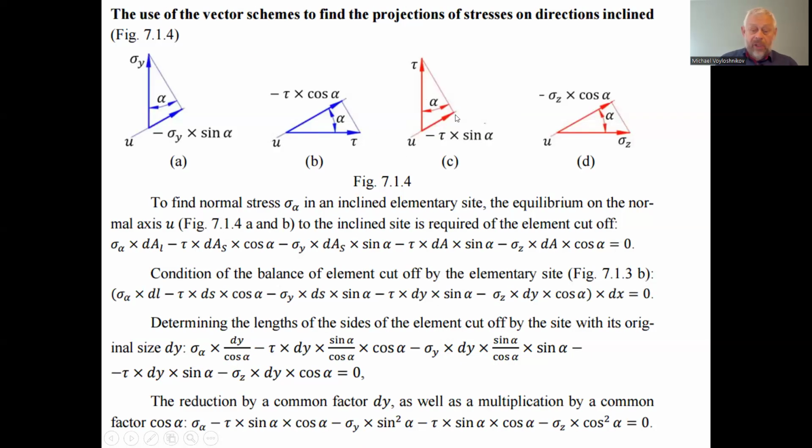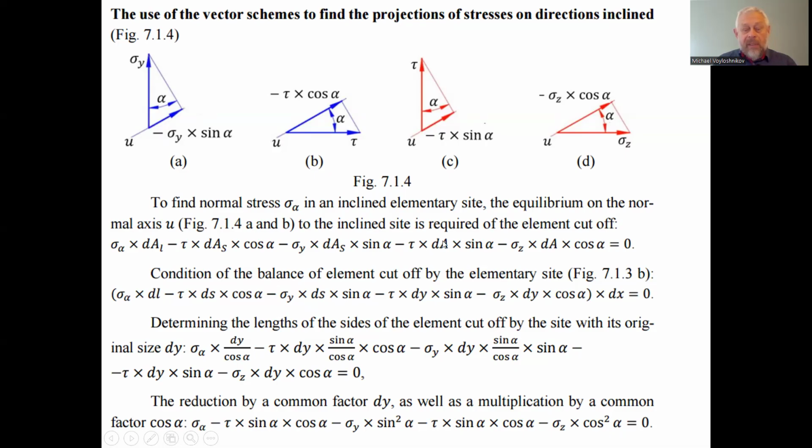So the projection of tau is equal to minus tau as well, minus because of the opposite direction to the axis u, multiplied by sine alpha. And this is the projection of the normal stress acting on the right face of the segment of the mechanical body on the axis u, by the cosine alpha. We have to find in all definitions of the projections the angles of inclination in the right-angle triangle. All this we introduce into the equation of the balance of the projection of forces on the direction of the auxiliary axis u.